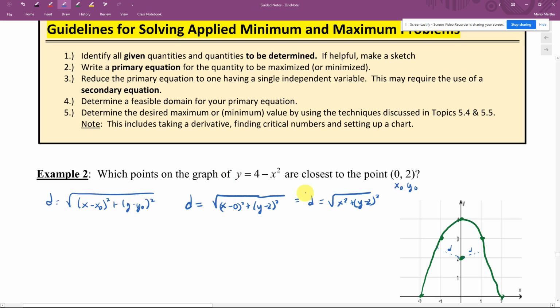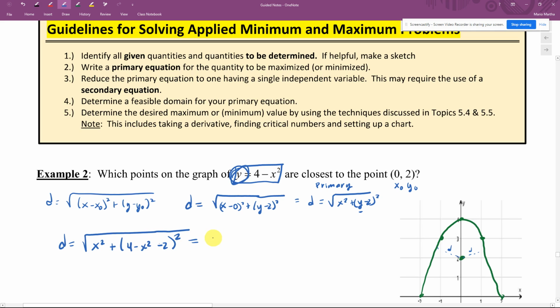And then our secondary, so this is our primary equation. Our secondary equation is going to be this one right here, y equals 4 minus x squared. So we're going to be using this equation to reduce the number of terms in our primary equation. Since this is already solved for y here, all I have to do is substitute for y right there. So let's do that right now. So d equals the square root of x squared, plus, in this case, 4 minus x squared, the substitution for y, minus 2, squared.